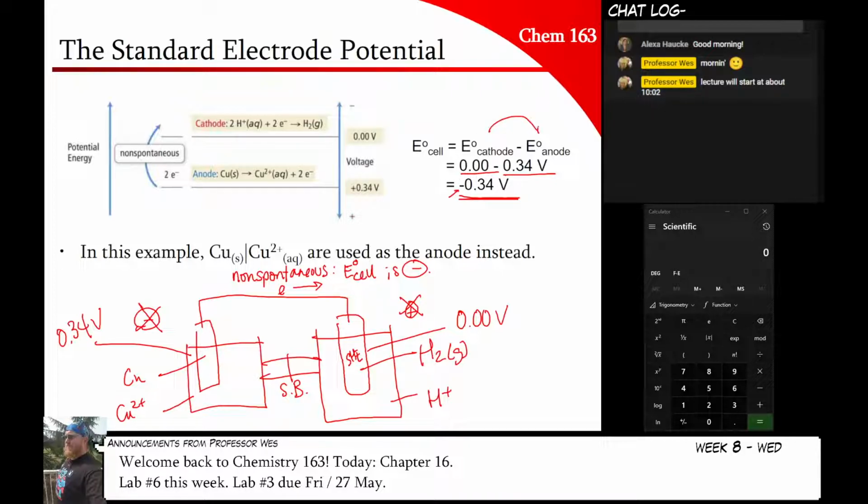If you accidentally flip these two, you flip the sign, and that may or may not represent what you intend. So be very mindful that you put the correct reaction at the correct terminal.